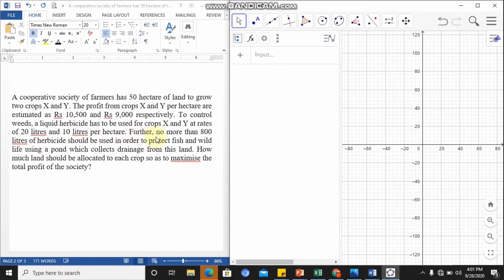Further, no more than 800 liters of herbicide should be used in order to protect fish and wildlife using a pond which collects drainage from this land. How much land should be allocated to each crop so as to maximize the total profit of the society?